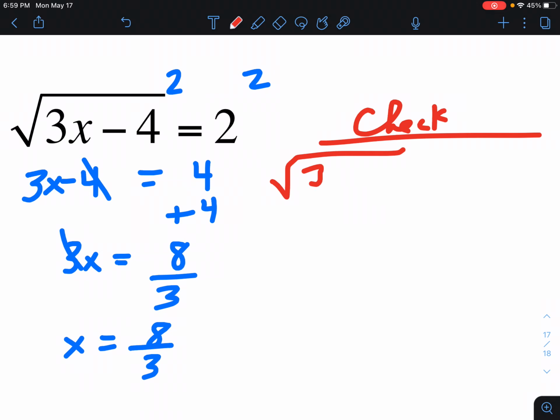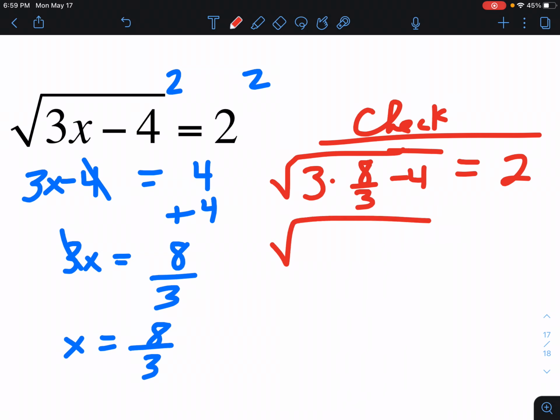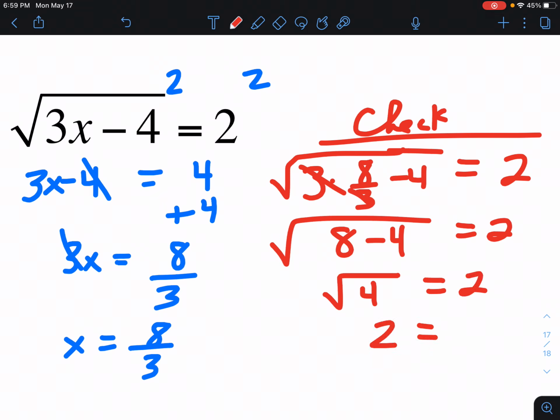So it'll be the square root of 3 times 8/3 minus 4. Let's see if it equals 2. So 3 times 8/3, the 3's cancel to be 8 minus 4. That'll be the square root of 4, which is 2. So the check's good. So it means 8/3 is my answer. If you prefer to call it 2 2/3, that's okay as well.